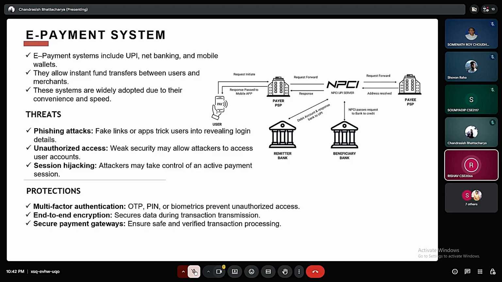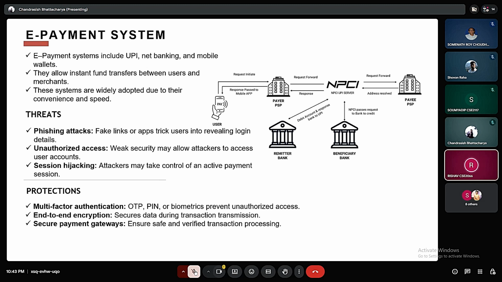The primary advantage here is that they allow instant fund transfers between users and merchants, making them incredibly popular due to the sheer speed and convenience. However, because these systems are so widely used, they are primary targets for specific threats. Phishing attacks are common, where fake links or apps trick users into revealing their login credentials. Unauthorized access is another risk, often happening when weak security measures allow attackers to breach user accounts. We also see session hijacking, where an attacker takes control of an active payment session mid-transaction.